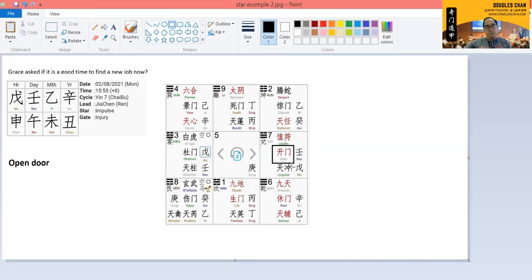Before we look at the Open Door, let us look at the information that is provided. Our stamp, as we know, is the question: is it a good time to find a new job now? The hour stamp equates to the answer, so we take reference to the hour stamp, which is over here. In this case, we are looking at the White Tiger, an obstructor and destroyer, and there's also a circle over here, which in technical terms is called emptiness.